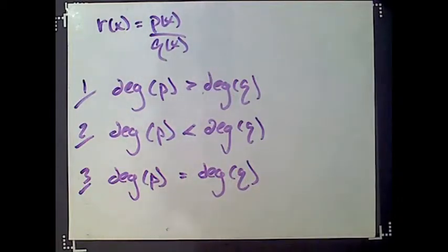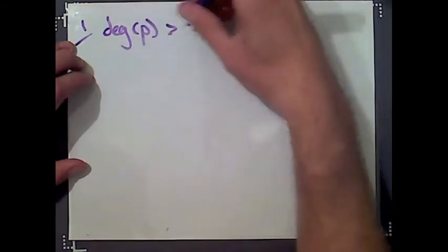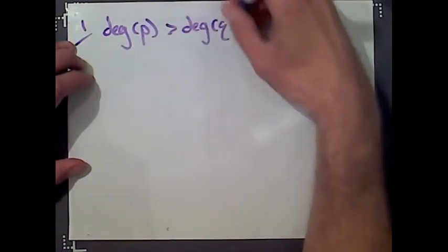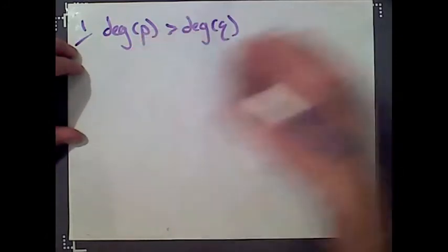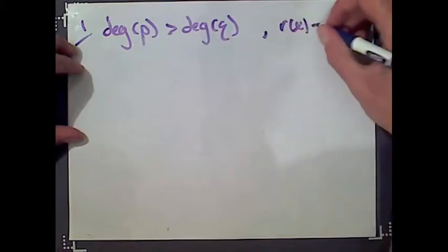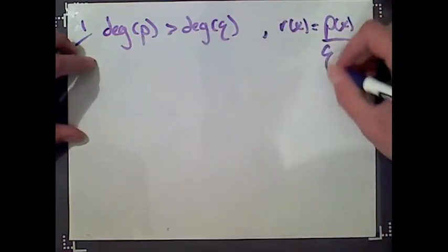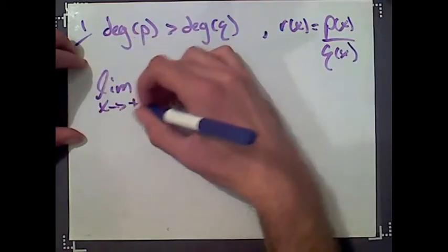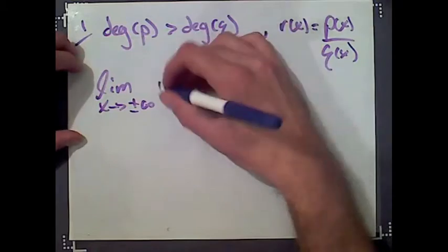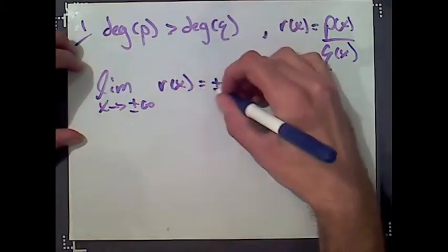So let's take a look at case number 1 first, and we'll do so basically by example. In case 1, the degree of p is bigger than the degree of q. In this case, again, r of x is p over q, and the limit as x goes to plus or minus infinity is going to be plus or minus infinity.